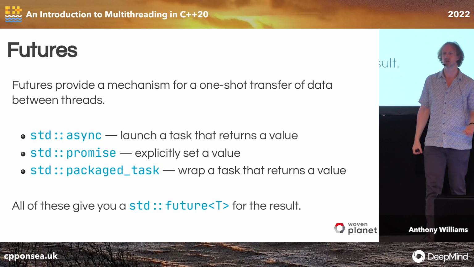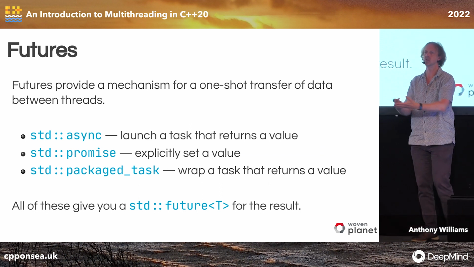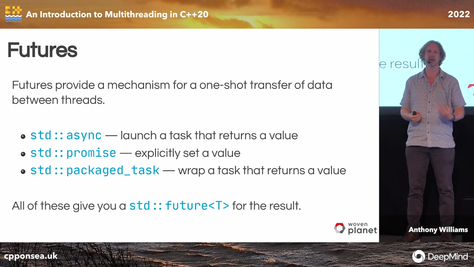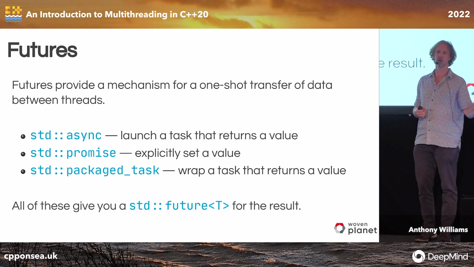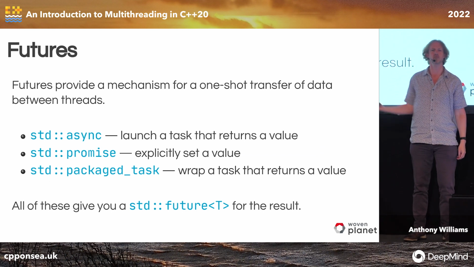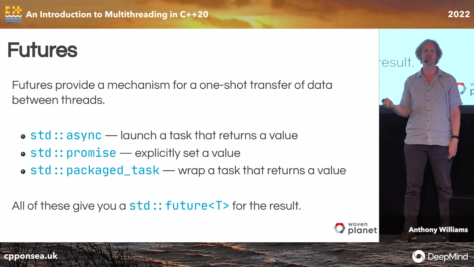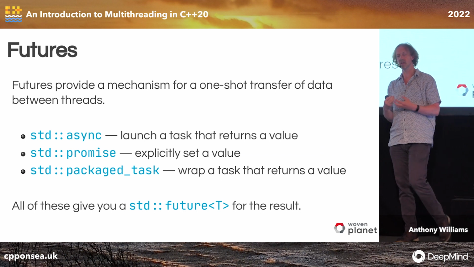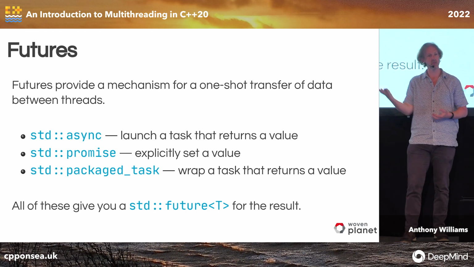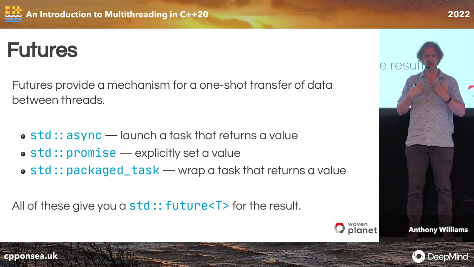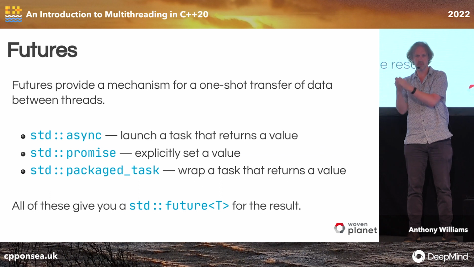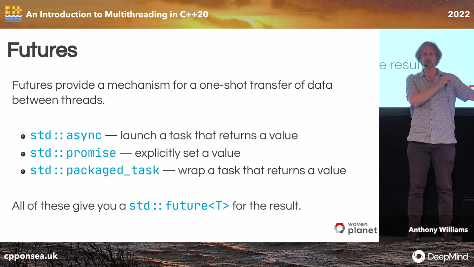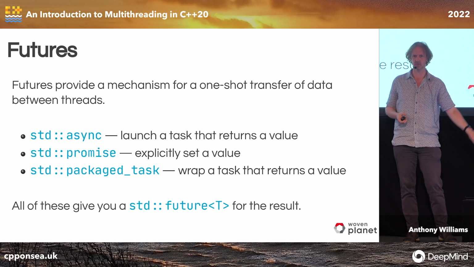And then we have package task, which again wraps a task. You give it a task, and you can get back from it a future that will hold the result of that task. But it doesn't ever run it. You have to explicitly invoke it. A package task is a callable object. And when you invoke it, you don't get a result yourself as the thread that's doing the invoking. The result is captured in the future, ready to be received by the consumer, which is somewhere separate.